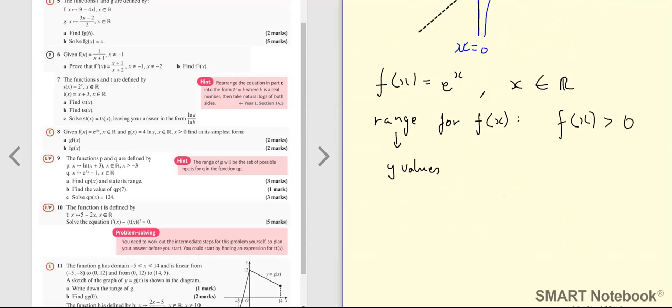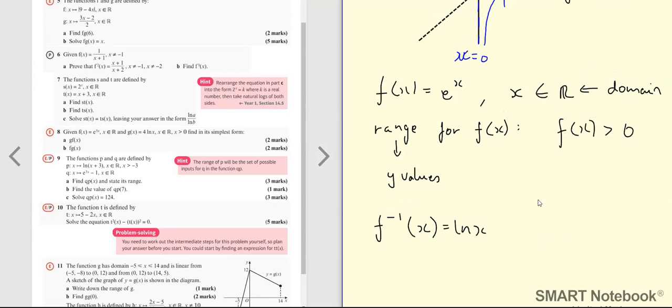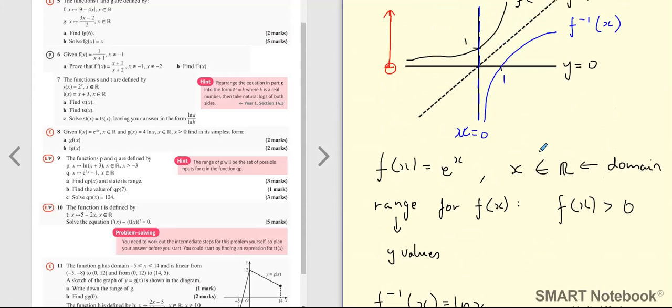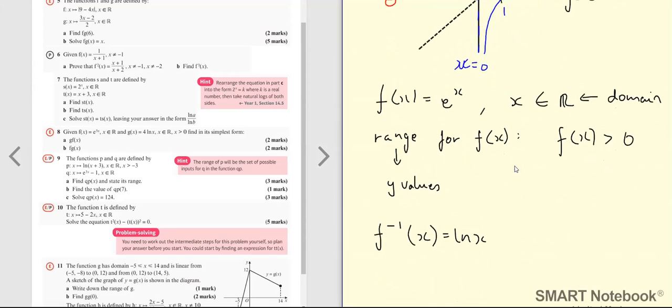Okay. So we know the domain. This is the domain, and we've got the range underneath. Now, if we consider the inverse function, which was ln x, what is the domain for that? Well, we can see that we can't have x values less than 0. The blue graph does not exist to the left of the y-axis. So the domain is x is greater than 0.